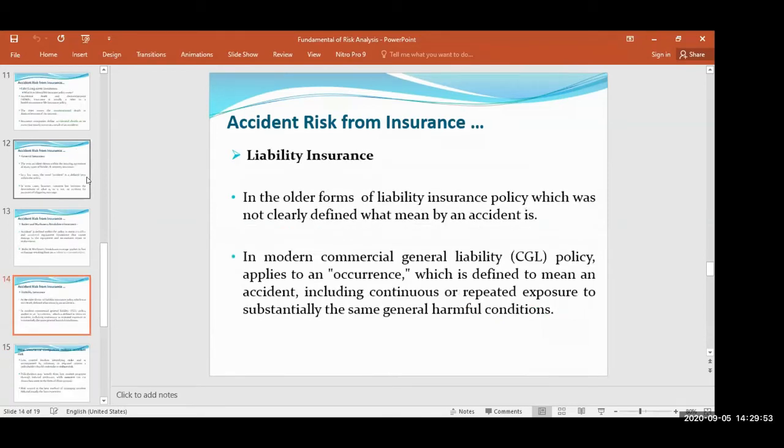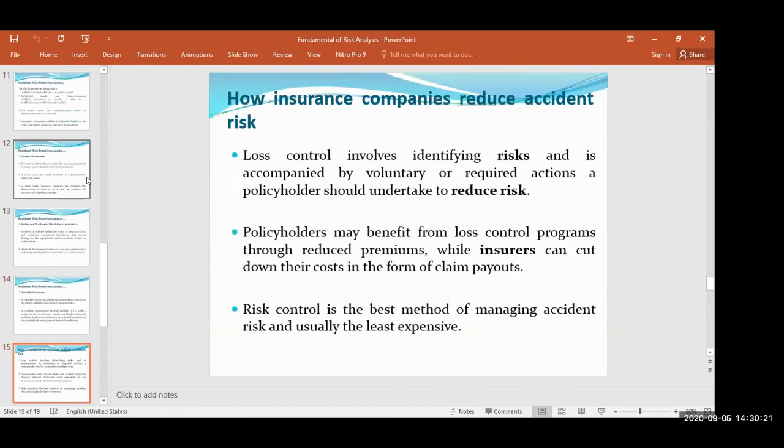Accident risk in liability insurance. In older forms of liability insurance policy, accident was not defined. But currently, modern insurance policies define what accident means in the policy and state everything in the policy also. That applies to the occurrence, which is defined to mean an accident, including continuous or repeated exposure to substantially the same general harmful conditions.